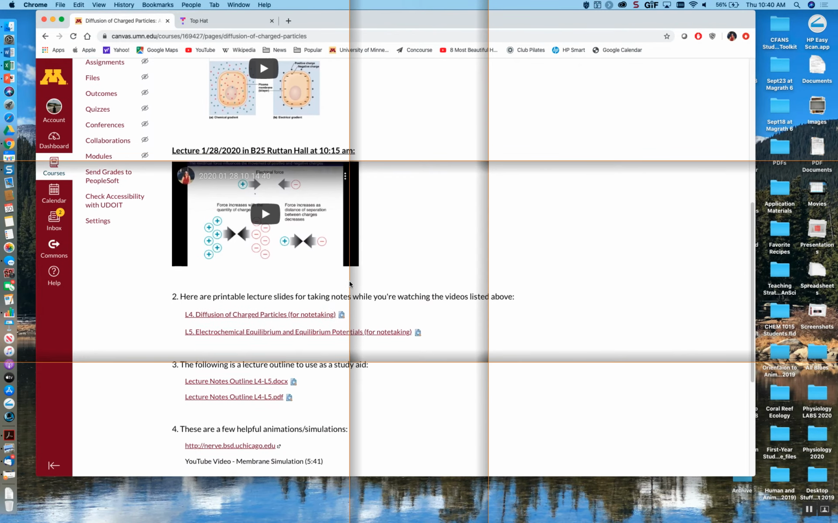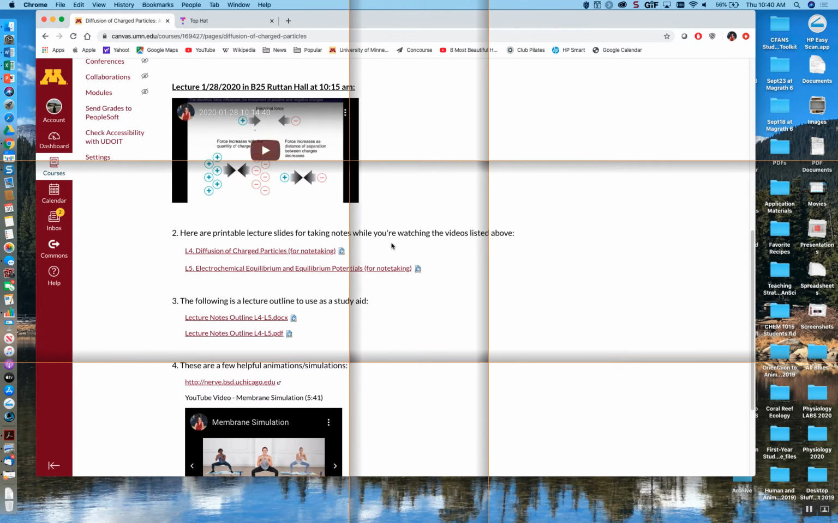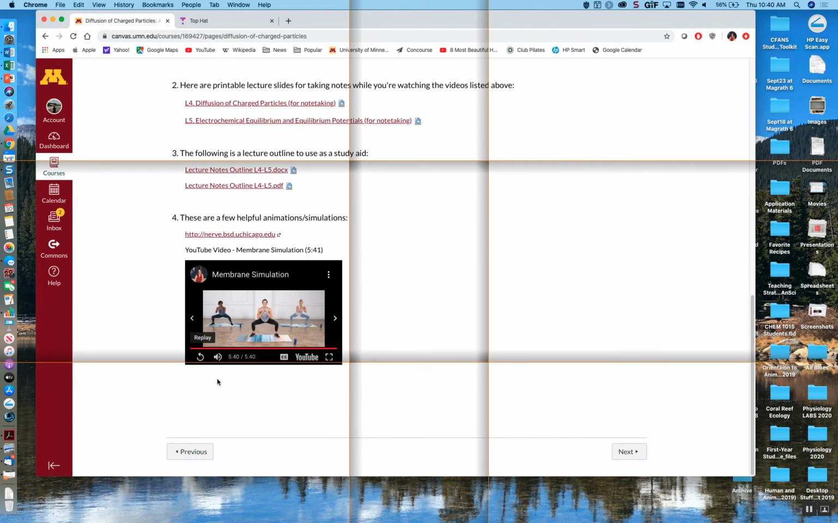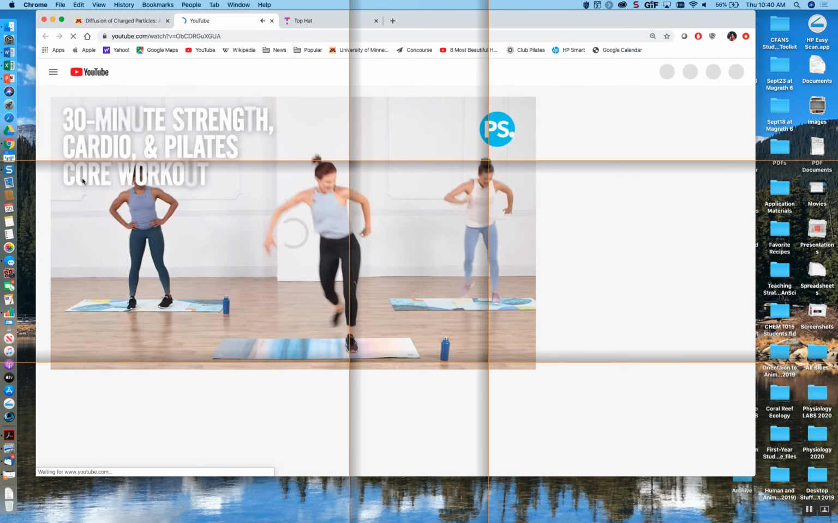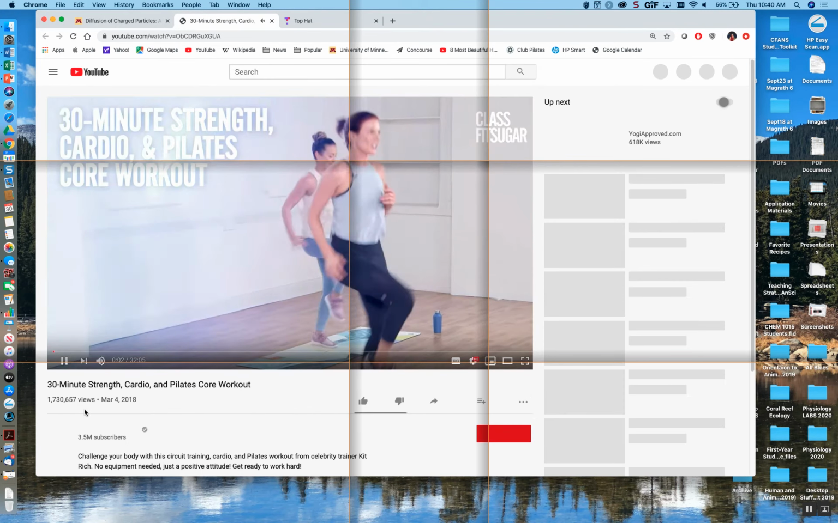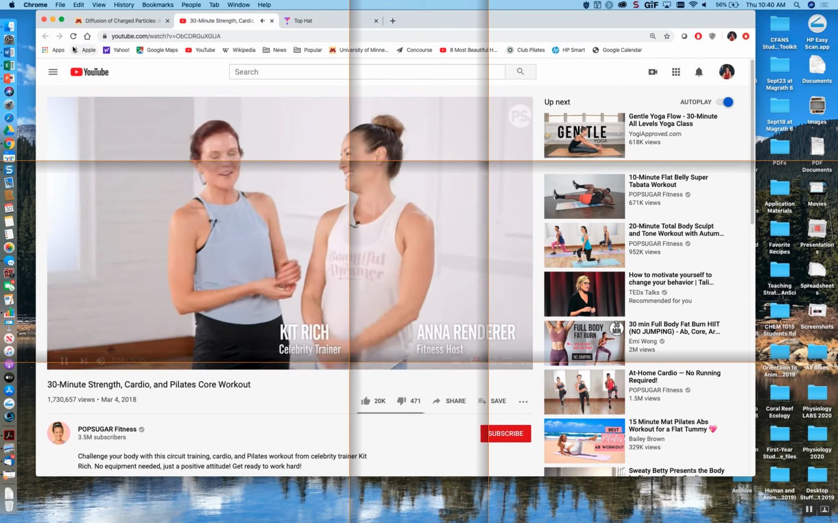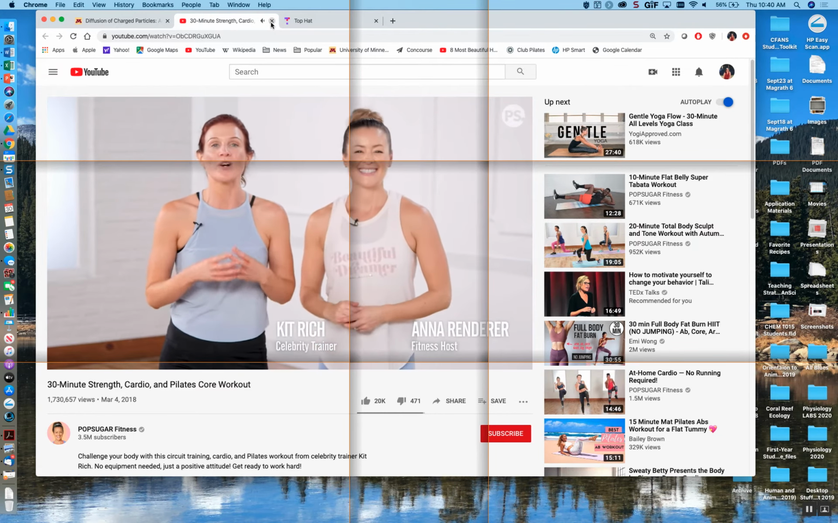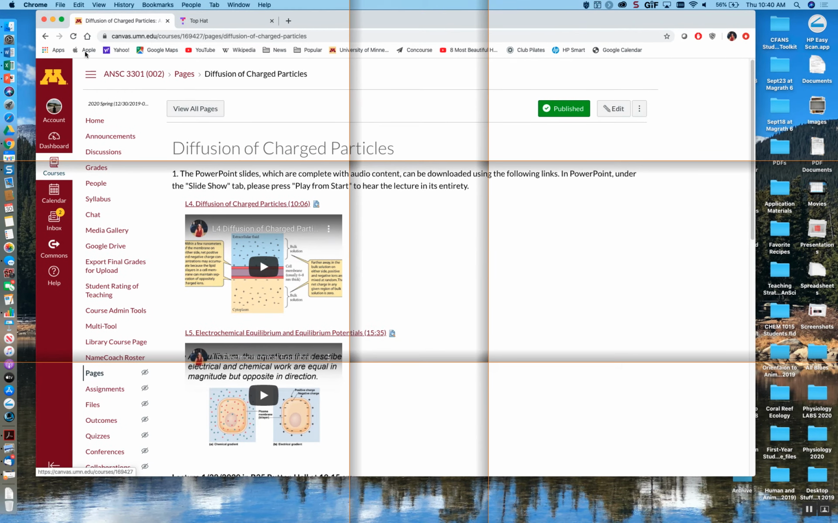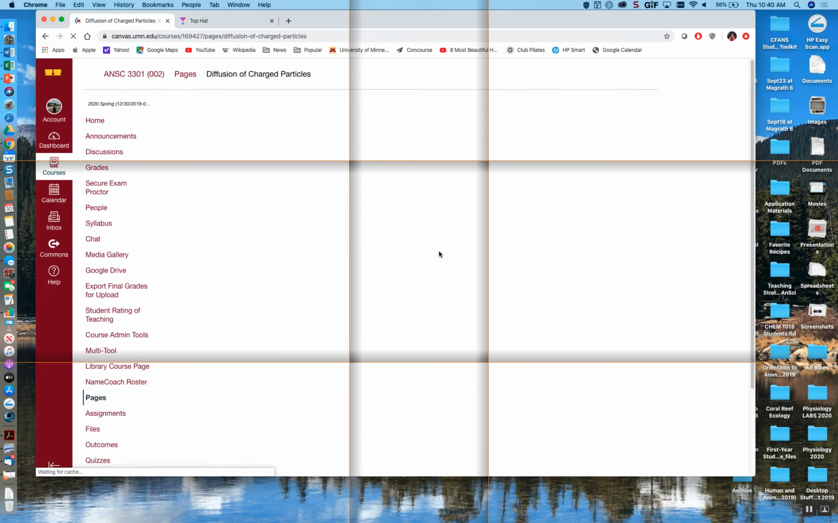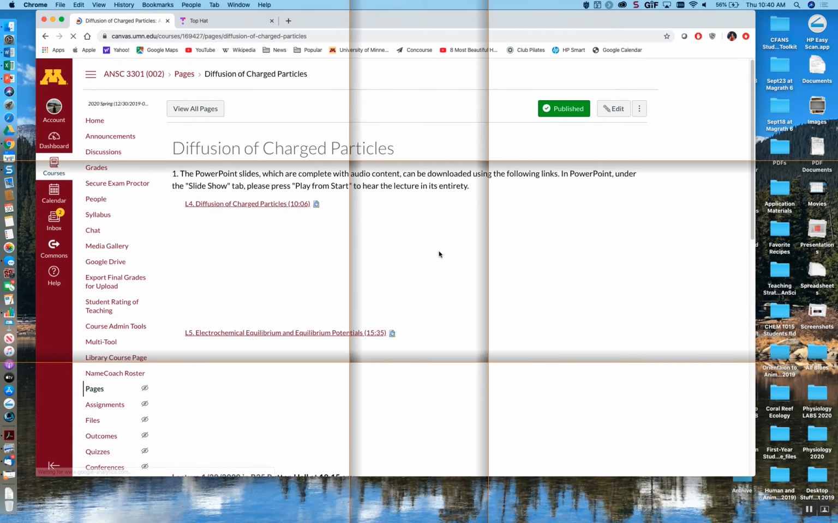Here is our membrane simulation. I played it this morning, so I might have to go back, sorry. I told you it was like being in the gym. Let me just refresh this. Maybe that'll help. All right, so yes, that did help.